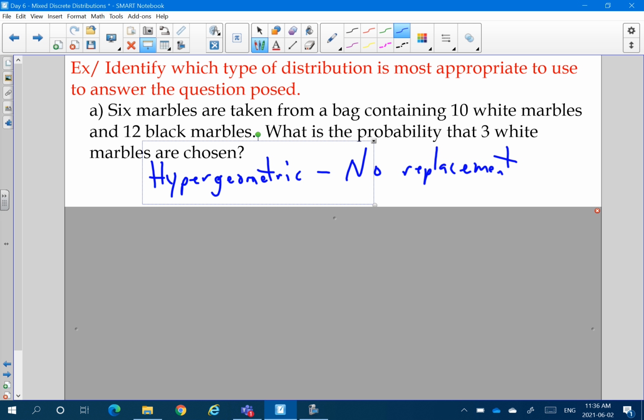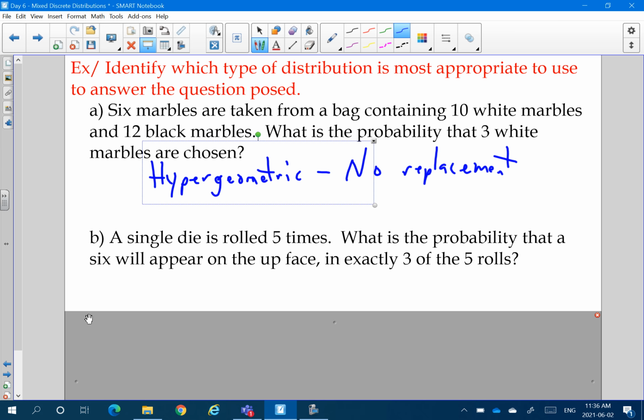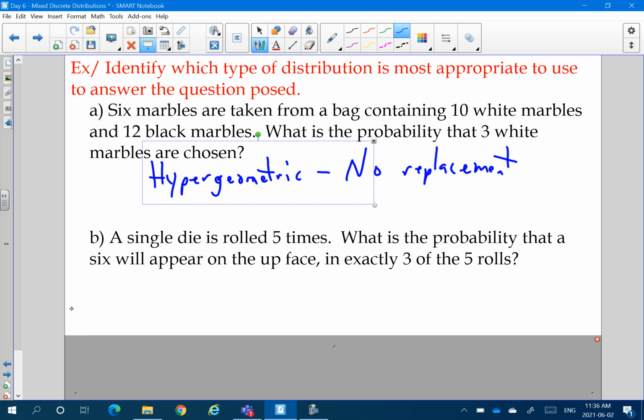Okay, next up. A single die is rolled 5 times. What is the probability that a 6 will appear on the up face in exactly 3 of those 5 rolls? Again, I'm not asking you to actually solve this question. We're going to just look at what type it is. So this one, because they are independent and you're repeating them, this is known as binomial distribution.